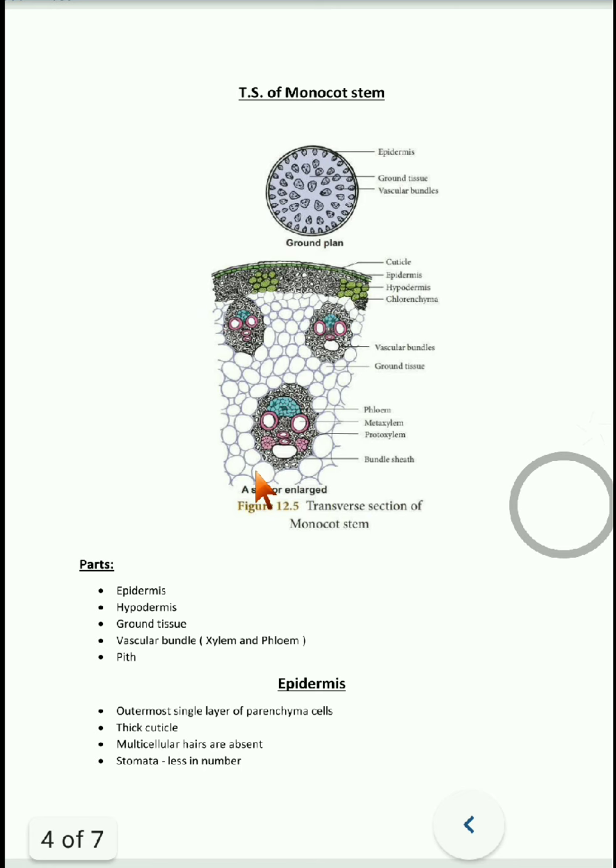Okay, so next we will see about the epidermis part. Epidermis is the outermost layer. Again, it is made up of parenchyma cells. It has a thick cuticle also, and multicellular hairs are absent here. In monocot you cannot see any multicellular hairs, whereas in dicot you can see them. Stomata are also very less in number.